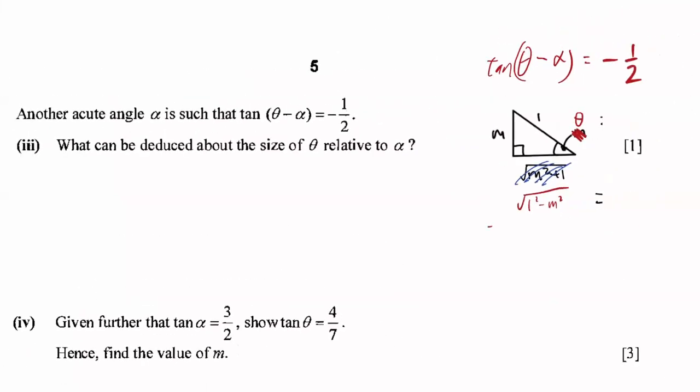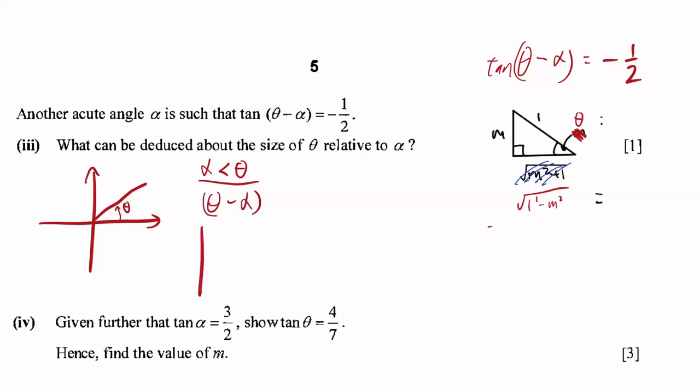Let's think about it. Maybe it will be better if we just draw the x and y axis version. So there will be a theta over here that's acute. Then we subtract alpha, which is also acute. Now this alpha could have a size that is either smaller than, bigger than, or equal to theta. So let's consider the three cases. Alpha is smaller than theta. Then theta minus alpha, how would you visualize that?